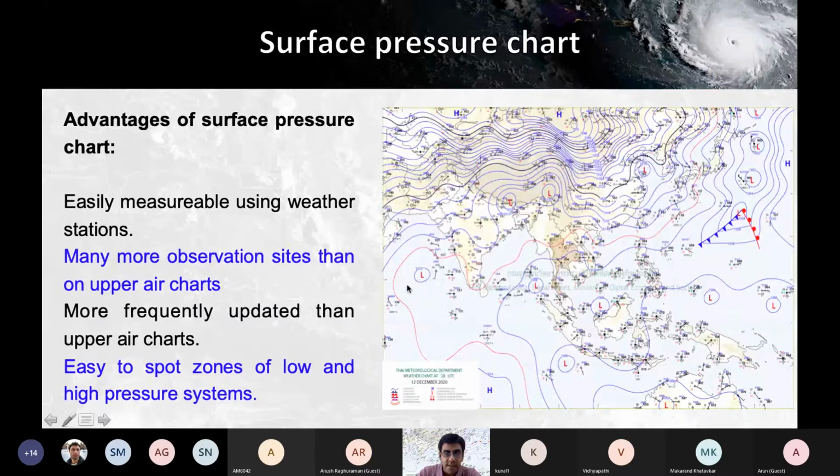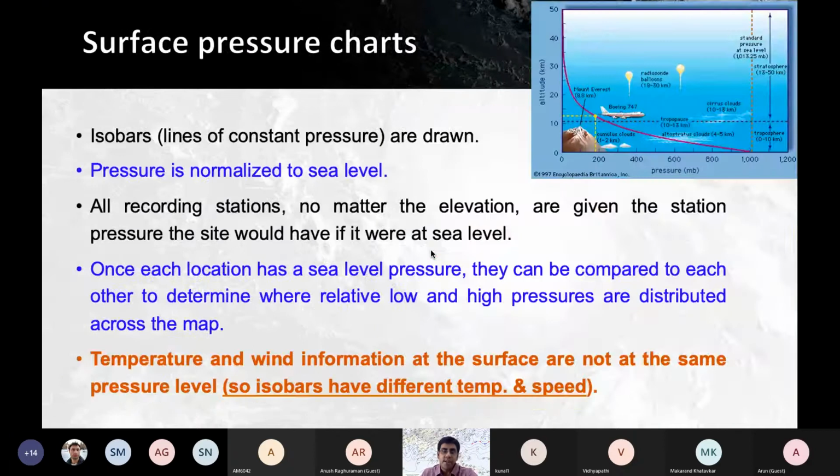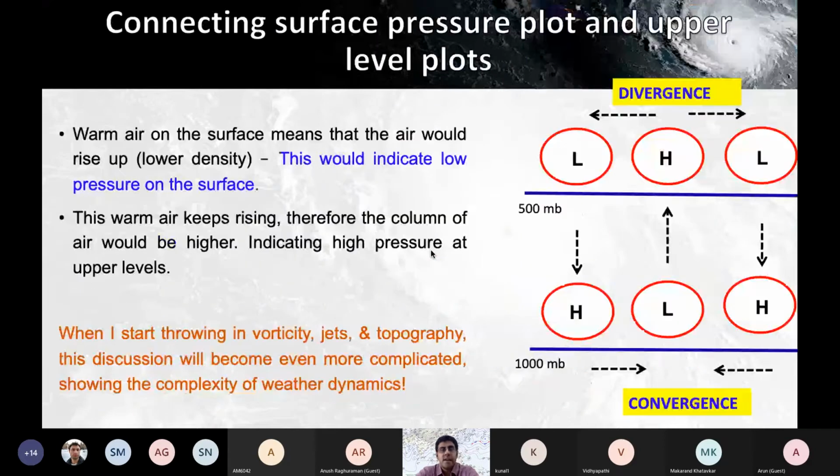So one of these parcels on this constant pressure line might be moving faster than the other, and that can give rise to different dynamics. Okay, so surface pressure charts are very important, but at the same time, they are not the only thing that we can rely on to get very accurate information about weather. Right, so that is one important aspect.